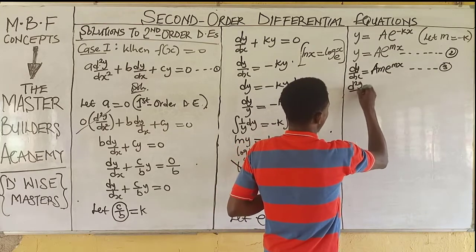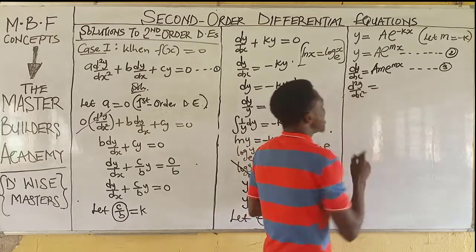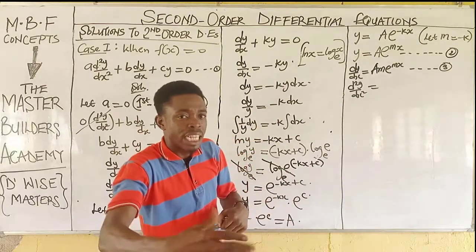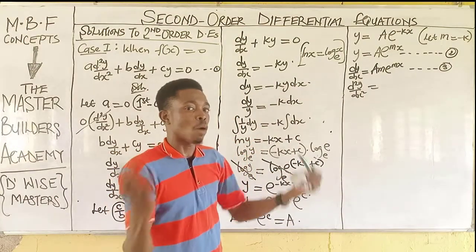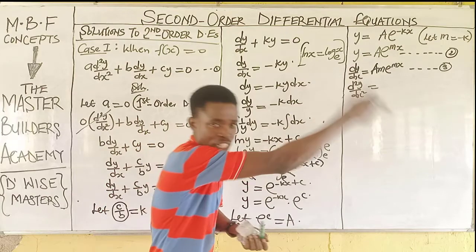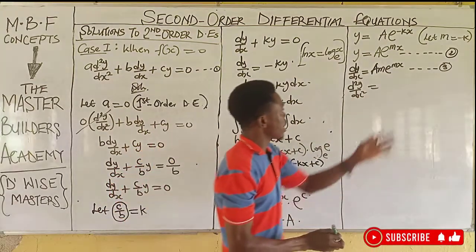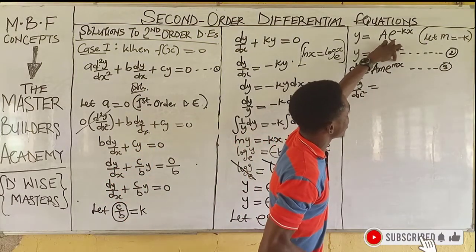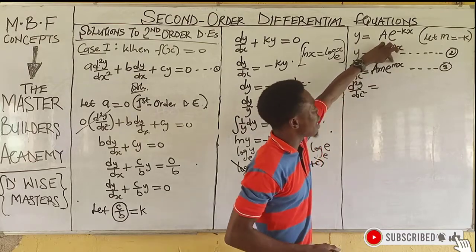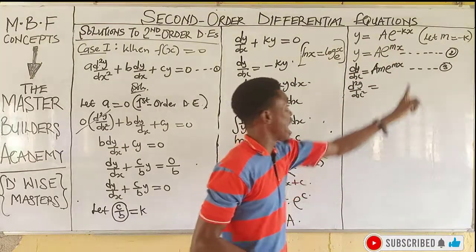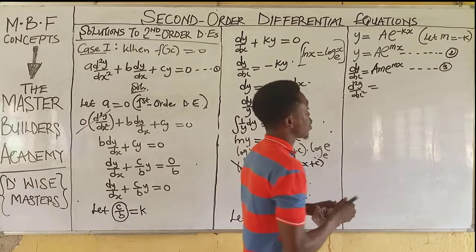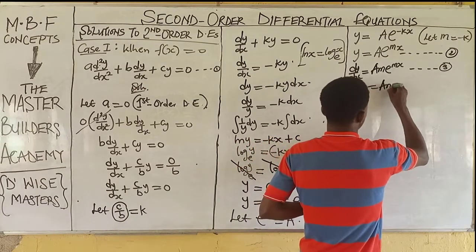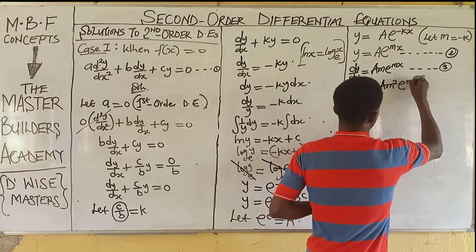This will be d squared y over dx squared. Don't forget that the second derivative is obtained from the first derivative. So to obtain the second derivative, you need to differentiate the first derivative. Now, if I differentiate this, understand again that the coefficient of x in the power of the exponent will also come down. So m will come down to multiply this m. We are going to have m squared. Then I have A m squared e exponent mx.